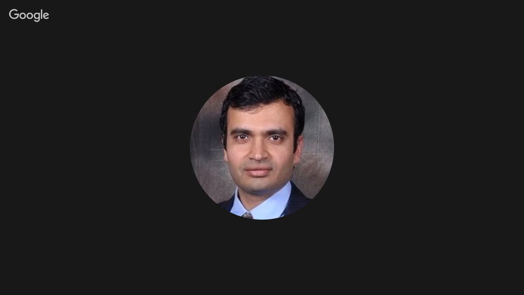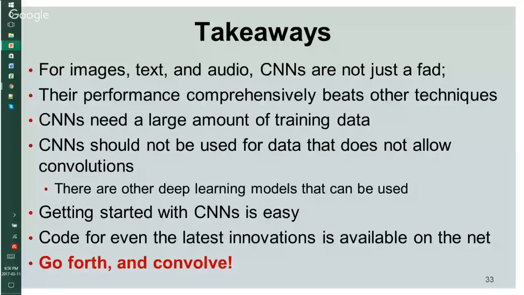So the takeaways are that for images, text, and audio, CNNs are not just a fad; they are here to stay. The shallower models, SVMs or whatever that were there before, are not coming back. If they come back, they will be in combination with a deep hierarchy of learned features using CNNs, unless something better comes about. Their performance is comprehensively better, especially when you have data where the order matters and the amount of data is large.